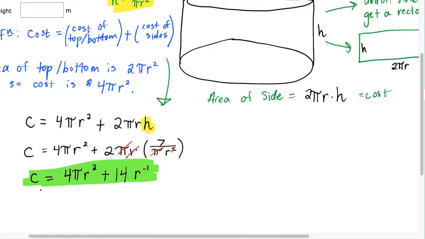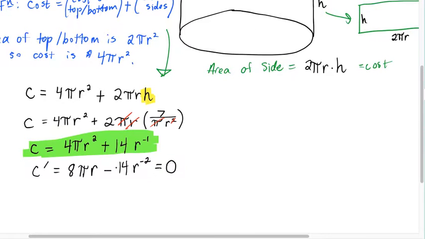Okay, so the derivative would be, let's see, we need critical values, right? 8 pi r to the first. Bring that negative down. We get negative 14 r to the minus 2. It won't exist if the radius is 0, but that's obviously not going to be part of the answer. So set it equal to 0 to solve for critical values. I'm going to move the 14r squared to the right and write it as a fraction as well. So I'll leave the 8 pi r on the left and write this as 14 over r squared.